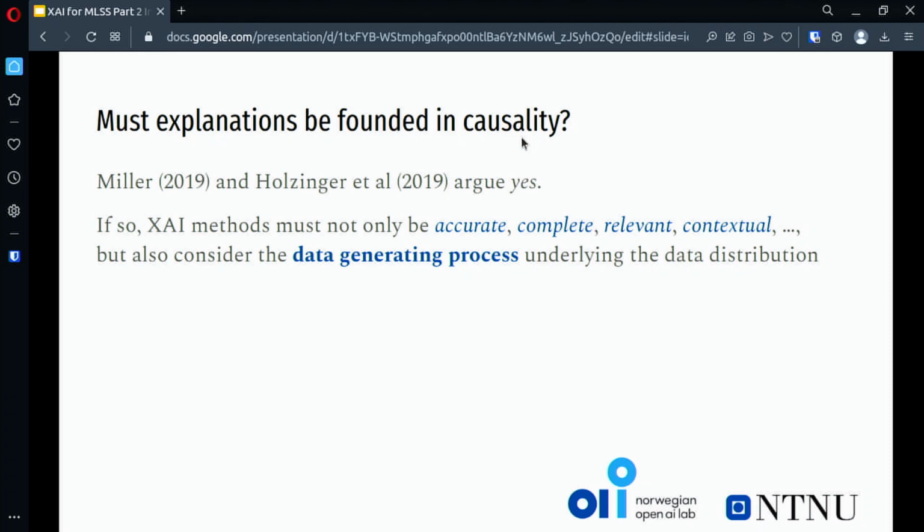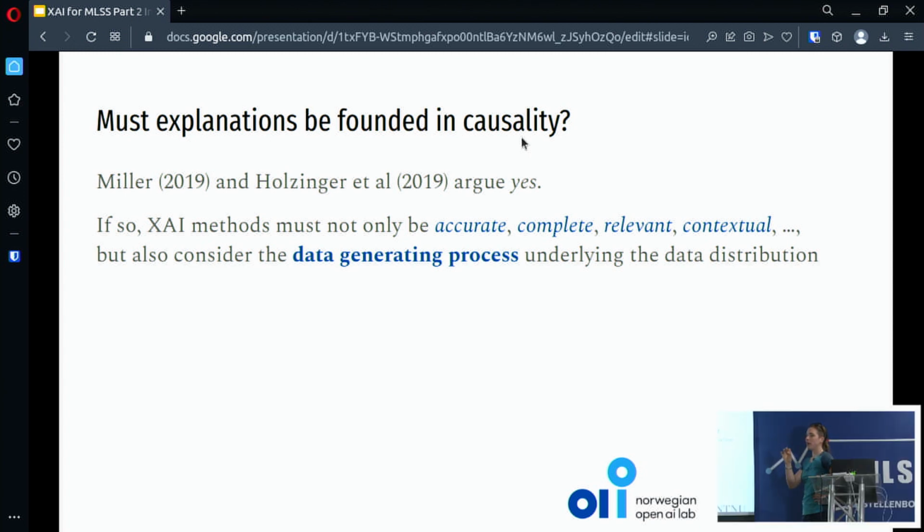So the funny thing is that both this Miller paper that I'm absolutely in love with and another, Holzinger is a psychologist, I'm not sure, argue that yes, explanations must be founded in causality. And I get it, because you want to tell people that you explain stuff to stories about the real world, because we live in the real world, right? But if we agree that explanations have to be founded in causality, then XAI methods need to be not only accurate, complete, relevant, contextual, and all that, but they also need to consider the data generating process, right? So the stuff that happened before the data was even collected and delivered and the model was trained.